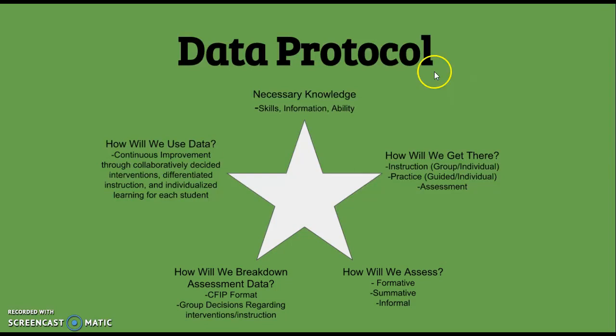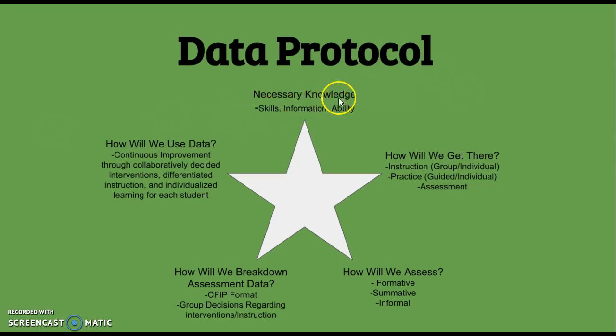My first step is the necessary knowledge. And first, before I even get into it, this entire protocol will be following something similar to the CFIP model. So grade level teachers will be together, whether it be with a data coach, a principal, an assistant principal, and they will be working together as a team to make decisions not only for the kids in their own individual class, but also to offer information and ideas for kids that may not be in their own classroom.